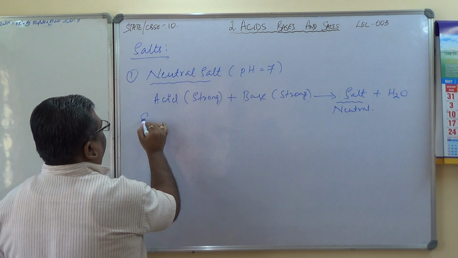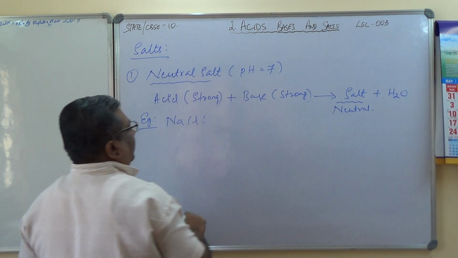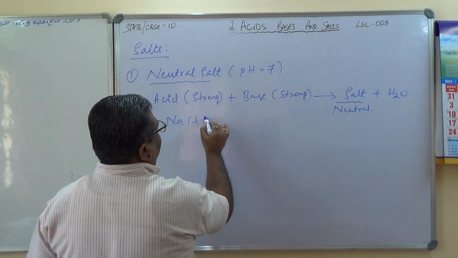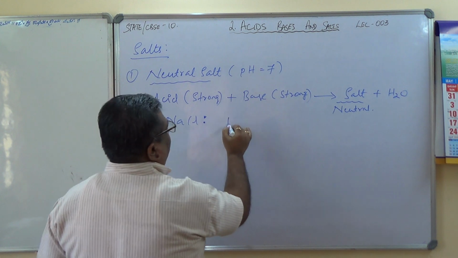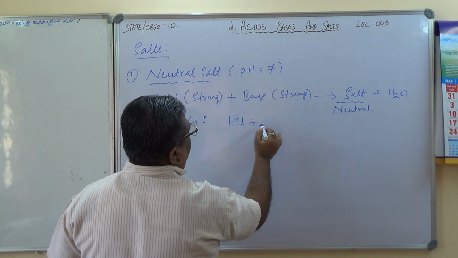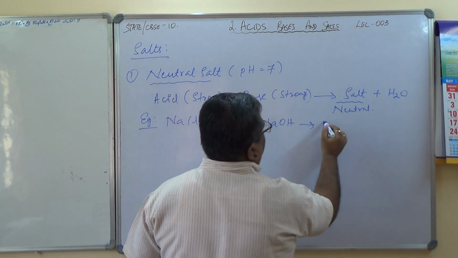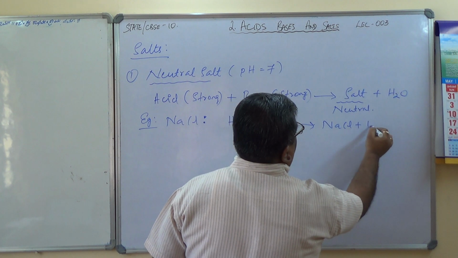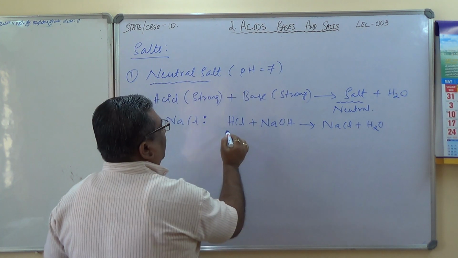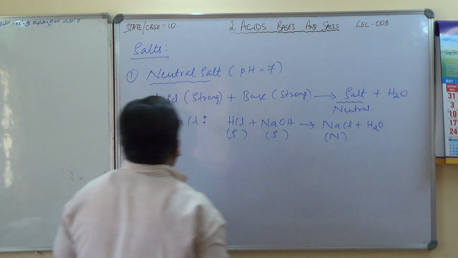Example, sodium chloride. How do you obtain sodium chloride? It is obtained as a result of hydrochloric acid, which is a strong acid, and sodium hydroxide, which is a strong base, giving you NaCl plus H2O, isn't it? NaCl plus H2O. So this is strong, this is strong, and this is neutral.